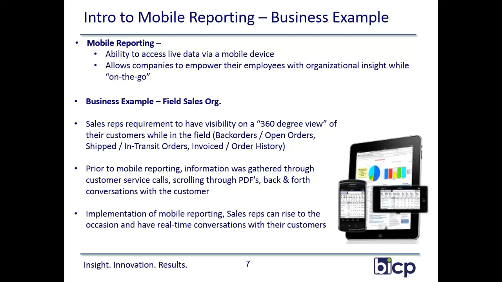So prior to mobile reporting, or if you haven't implemented mobile reporting yet, this information was gathered, and this is what I've personally seen, by scrolling through large PDF files, and maybe these files have 20 pages to them. These are static PDFs. There's no filtering involved or available. It's just a PDF file, and you have to go through line by line, find the customer you're going to talk to for the day, and then find the line items that you actually want to talk about or find relevant.